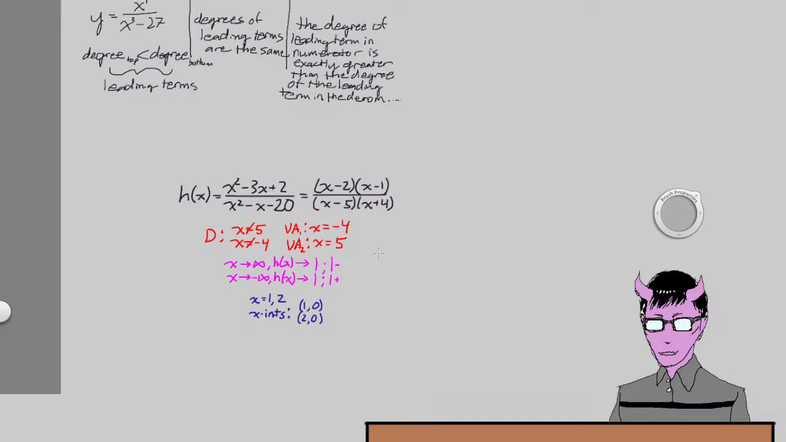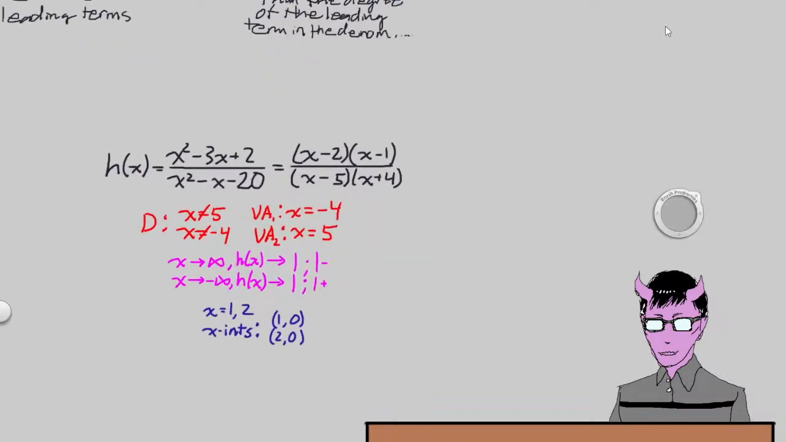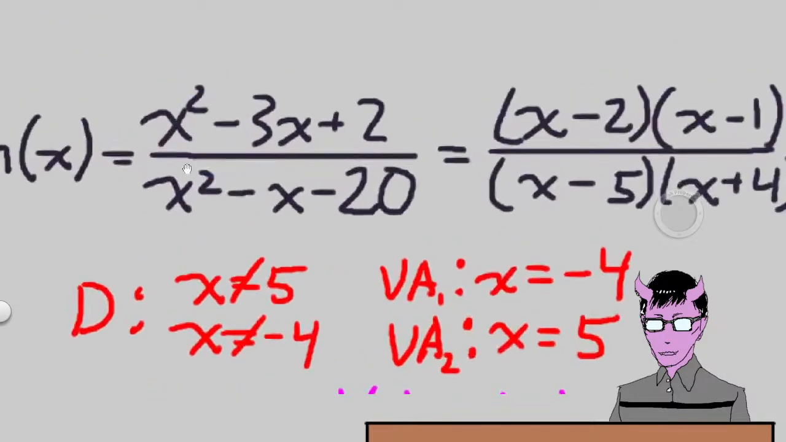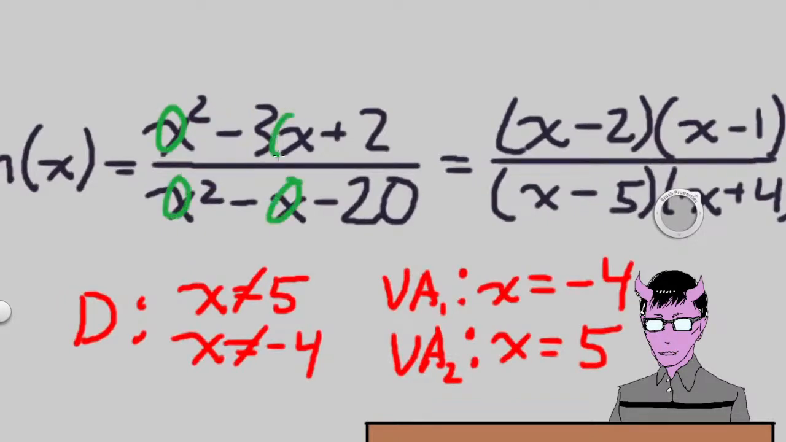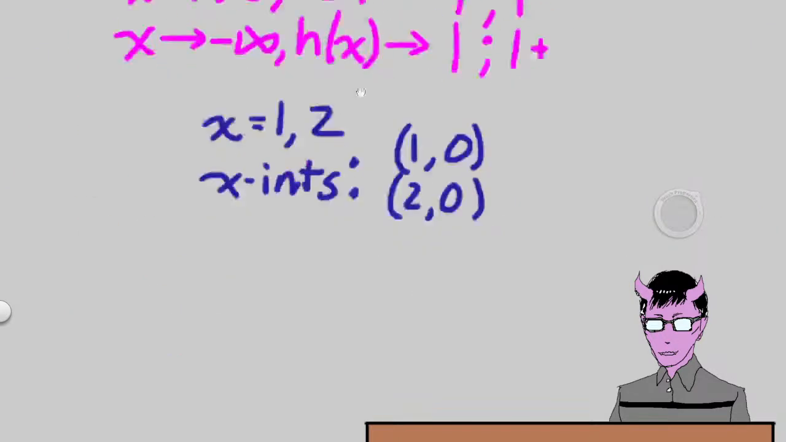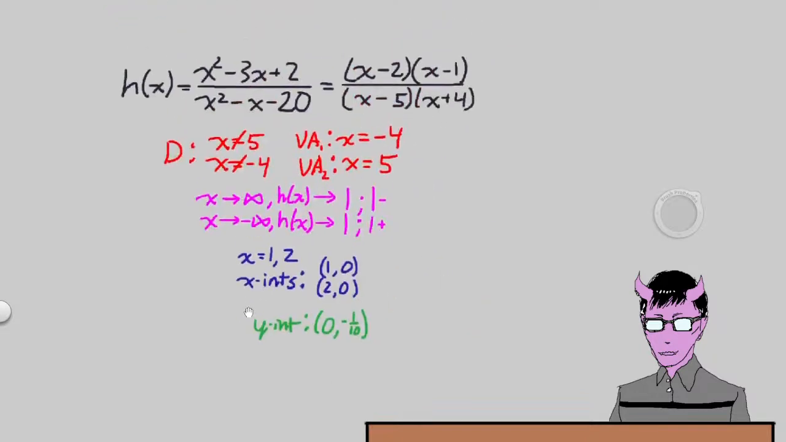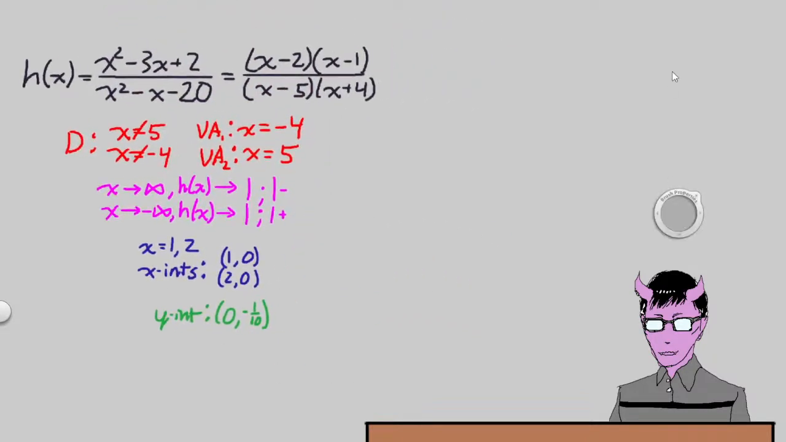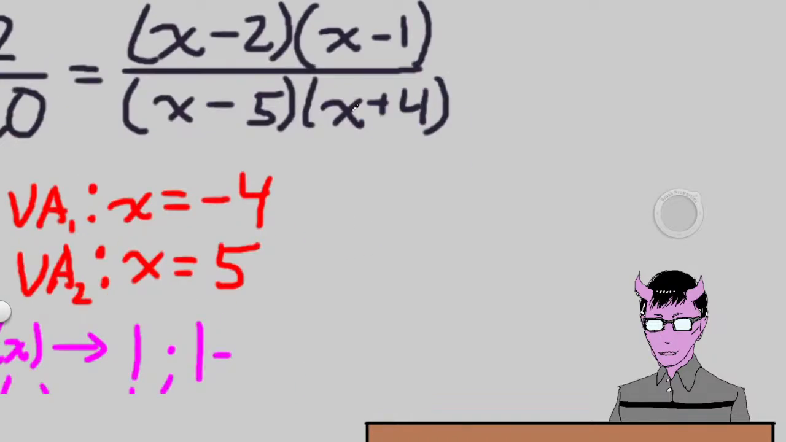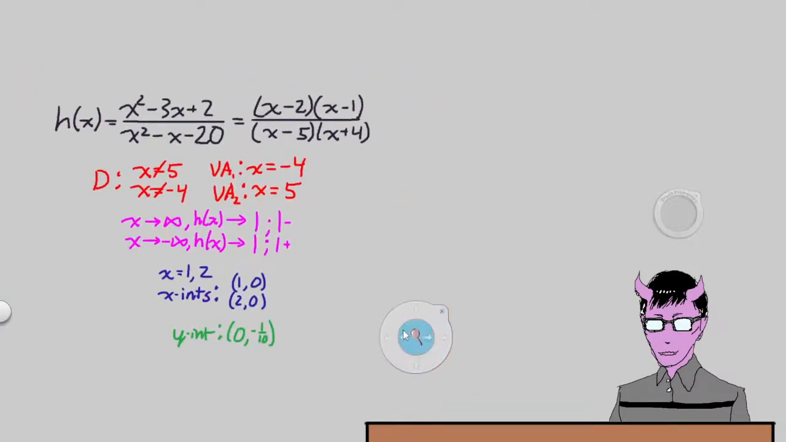Oh no, we need to find the y-intercept as well. Let's do the y-intercept. So x is 0. We have 2 over negative 20, which is negative 1/10. So if x is 0, y is negative 1/10, and that will be our y-intercept. So we have the 4 major things to talk about. We can now begin to populate our graph.